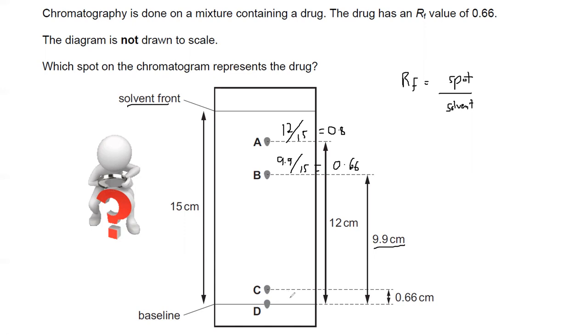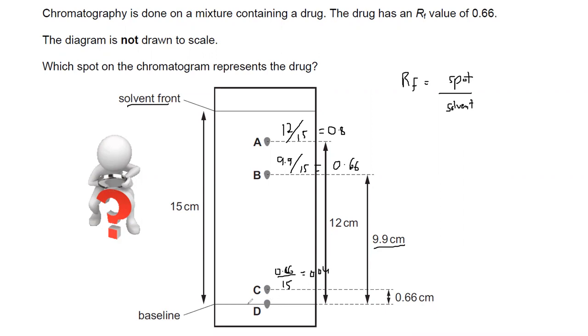And for C, when you find the RF value, the distance moved by the spot, that is 0.66 from origin, divided by the distance moved by the solvent, that is 15. So 0.66 divided by 15, that's 0.04.